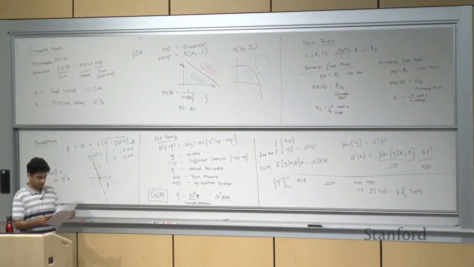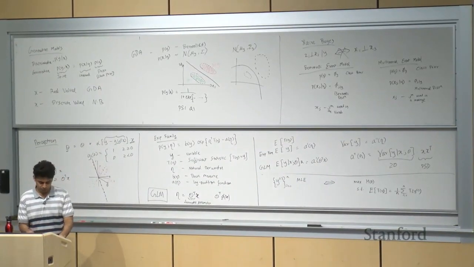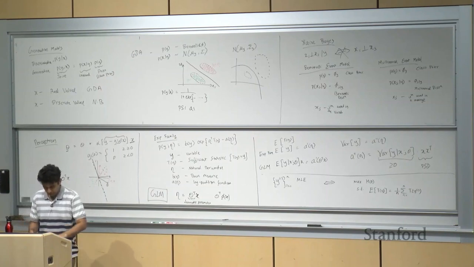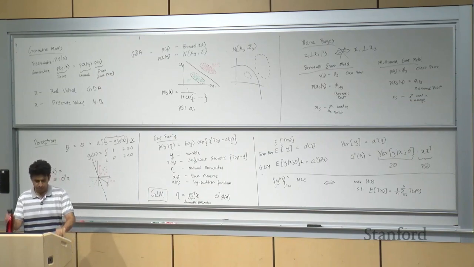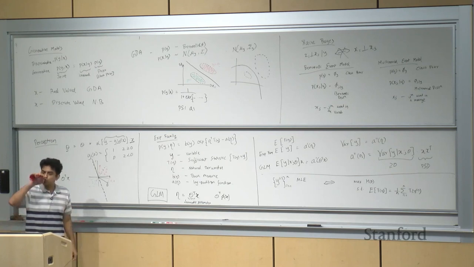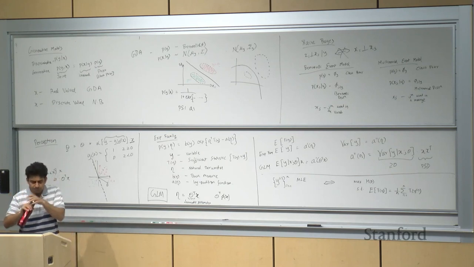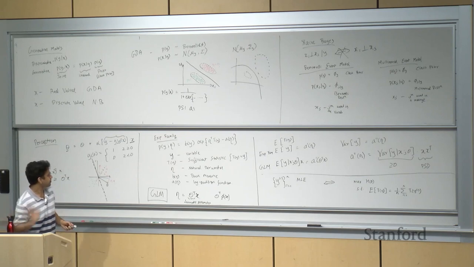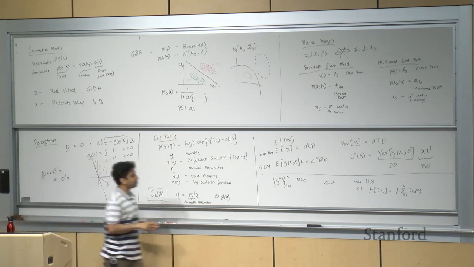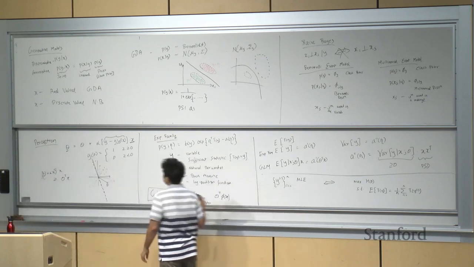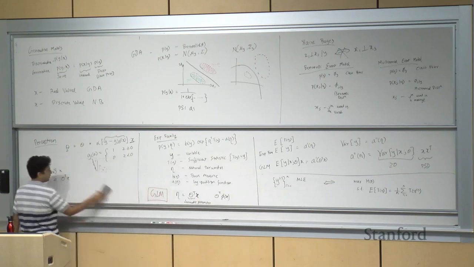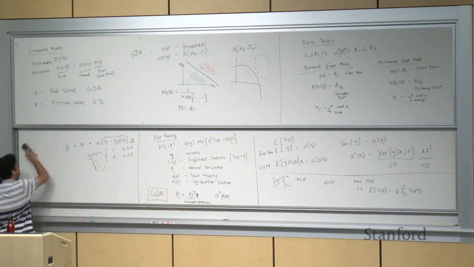And then after generative models, we moved on to kernel methods. So with kernel methods, the motivation for kernel methods is having some kind of an efficient way to introduce feature maps, right?